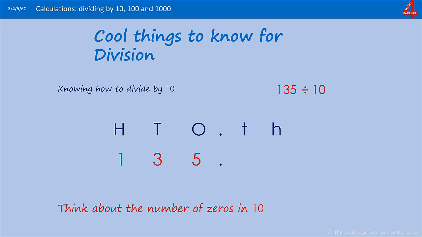And because we're dividing, they're going to move 1 place to the right to make them smaller. So the 5 will move from the ones into the tenths on the other side of the decimal point. 3 will move from the tens to the ones to become 3 units or 3 ones. And the 100 will move to become 10. 135 divided by 10 is 13.5.